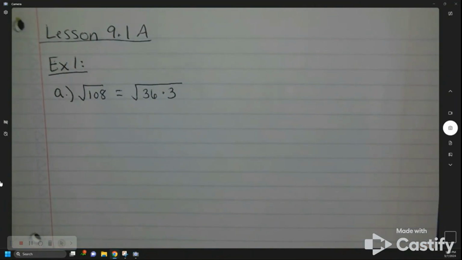Now, if I don't know that right off the bat, can I try other options? Absolutely. Look for those factors that you can multiply to create 108. And if you notice a perfect square in those factors, those are what we should be working with so that we can simplify this as far as possible.